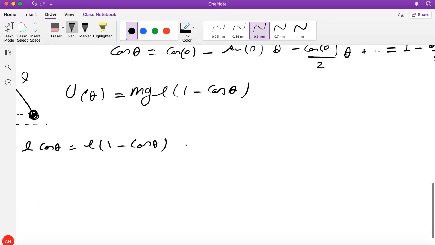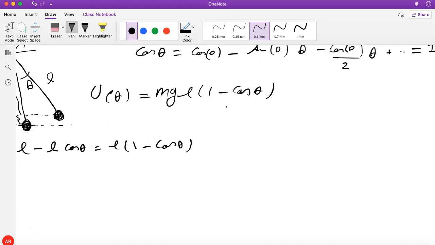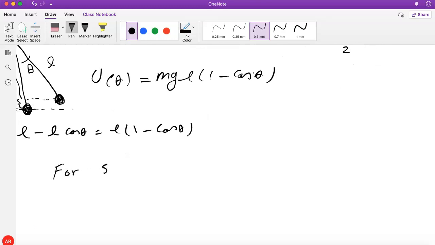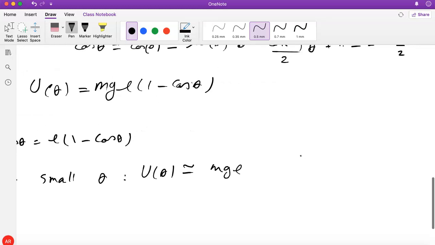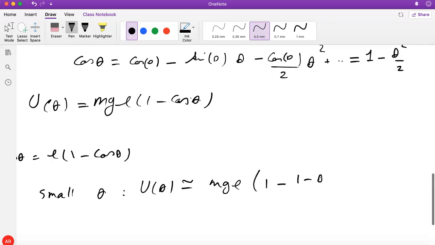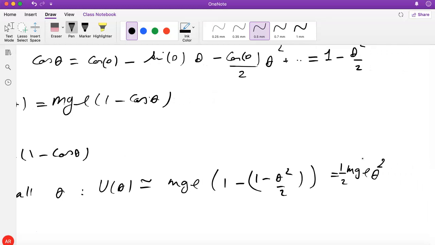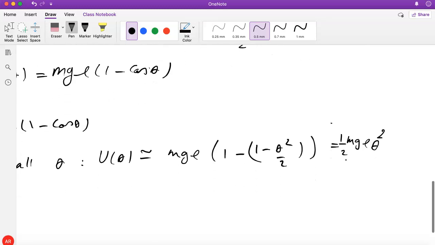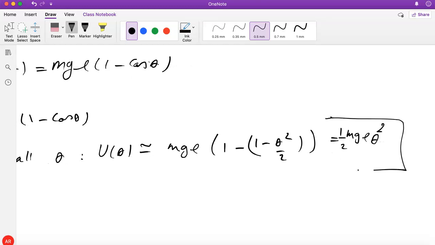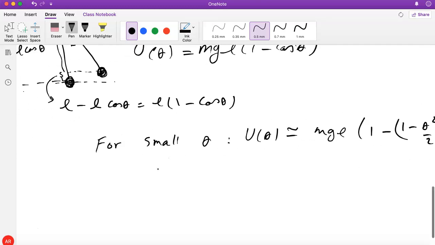So now for small theta, I can write U of theta is approximately mgL times 1 minus (1 minus theta squared over 2). So that becomes 1/2 mgL theta squared. So we then kind of expect a harmonic oscillator.